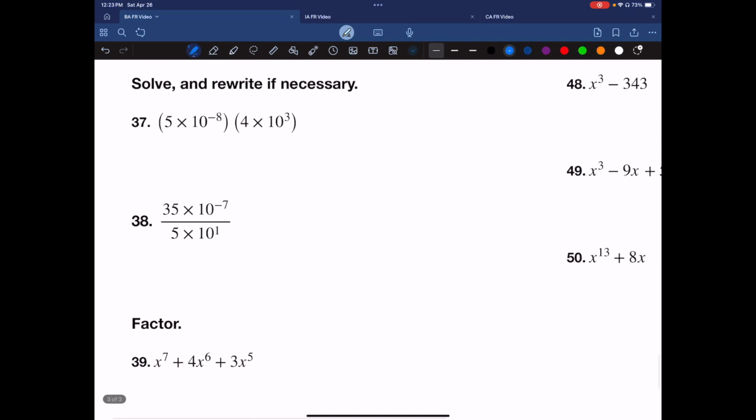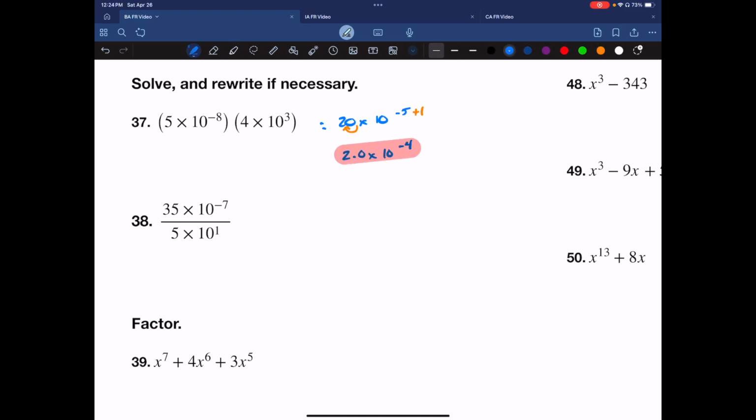All right, 37, 38 are scientific notation. So 5 times 4 is 20. Multiply the 10s together, you add the exponents. So negative 8 plus 3 is negative 5. Now, remember that the number in front of the decimal can't be 10 or higher or smaller than 1. So I've got to move this so it's not 20 anymore, it's 2. But when I move it to the left, I'm making a big number smaller. And when I do that, I'm going to add an exponent. So when I rewrite this to make it 2 instead of 20, that's going to be 10 to the negative 4. And there's your answer.